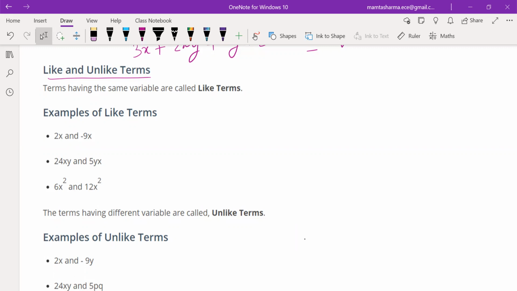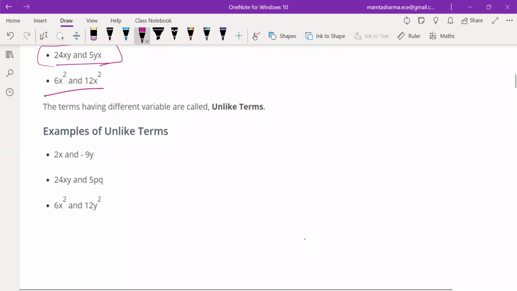This 24xy plus 5yx. These are like terms or not? Tell me. Hello, ma'am, can you hear me? Yeah, I hear you. Manideep, tell me, these are like terms or not? Yes, ma'am, they are. And this one, the last one. Yes, ma'am. Okay. These are like terms.